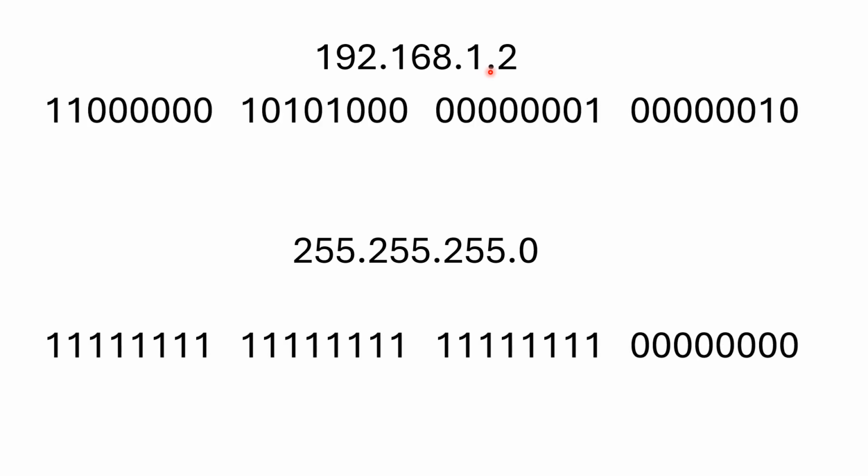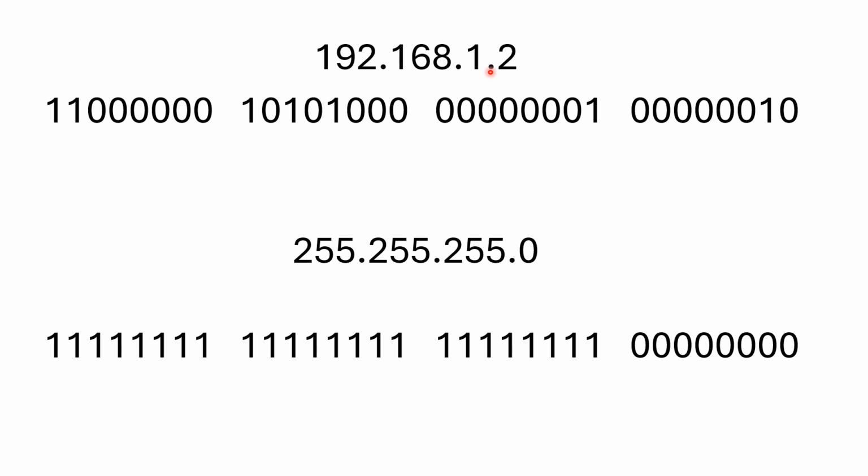Let's have a look at a class C IPv4 address with its default subnet mask, which is 255.255.255.0 right here. We know that an IP address contains the network address as well as the host address. A subnet mask helps the computer identify network and host address. How does it do that? Let us convert the given IP address and subnet mask into binary. This is the IP block given to us.